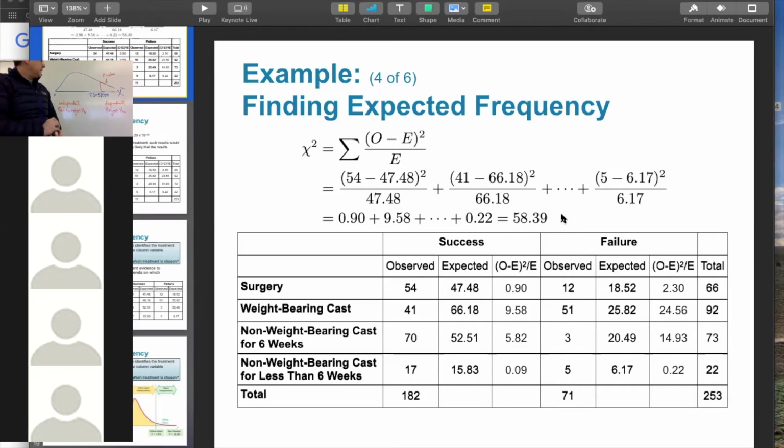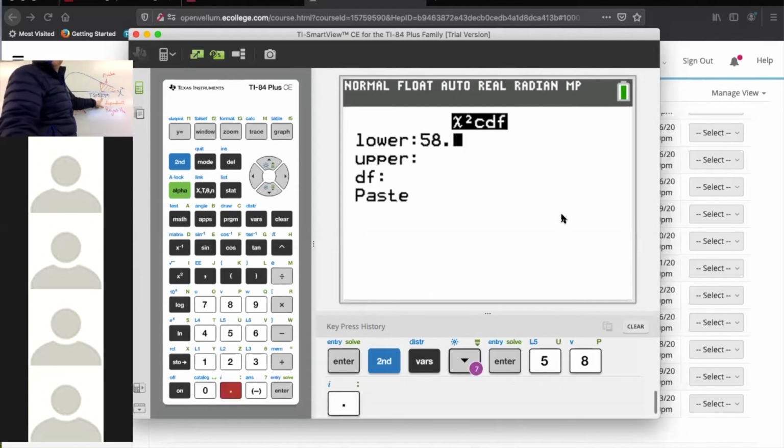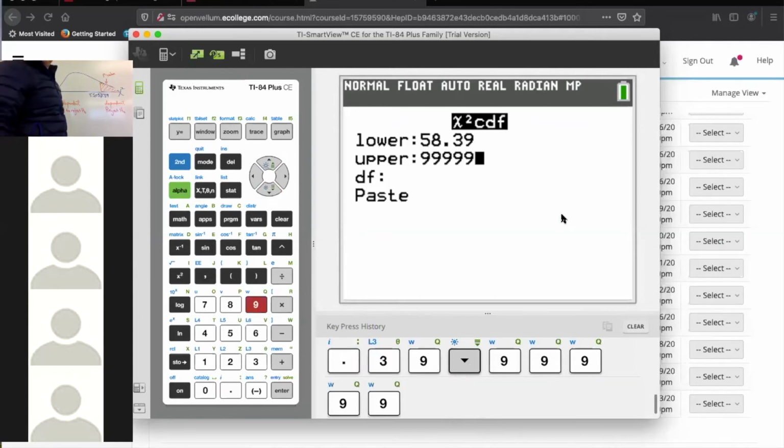With this picture in mind, I reach for my calculator, and I have as my lower bound, that is to say the lower bound of this shaded region, 58.39. That's where the shaded region begins. The upper bound, technically there is no upper bound. It's unbounded, it goes out forever. So just plug in something huge. That should be big enough.